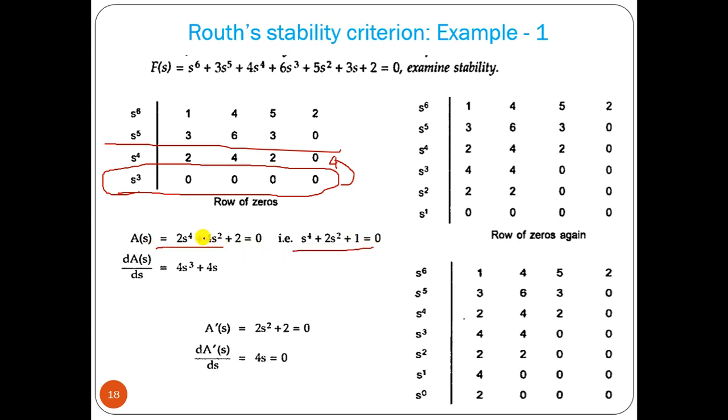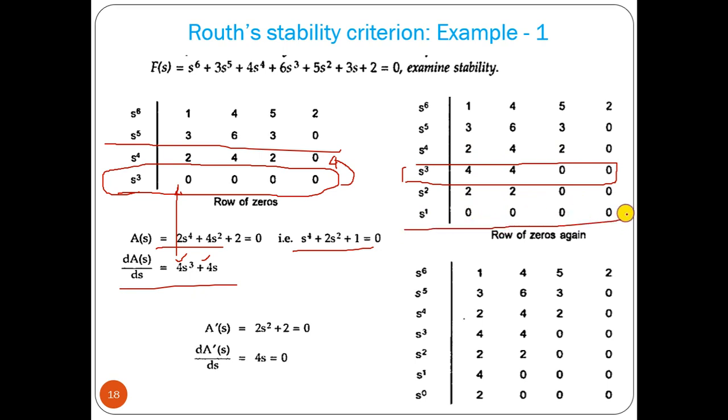From that we can take 2 as a common factor, so s^4 + 2s^2 + 1 = 0. From that we find dA/ds, that is 4s^3 + 4s. So this 4 and 4 we put in the s^3 row. Now if we solve it: 8, 16 minus 8 by 4, this is 2. Now this is 8 minus 8, 0, and again 0.